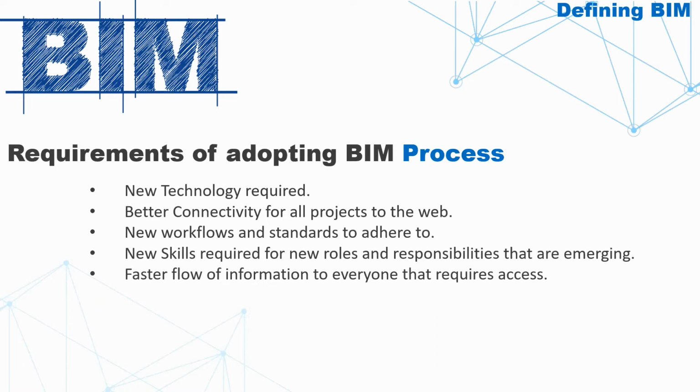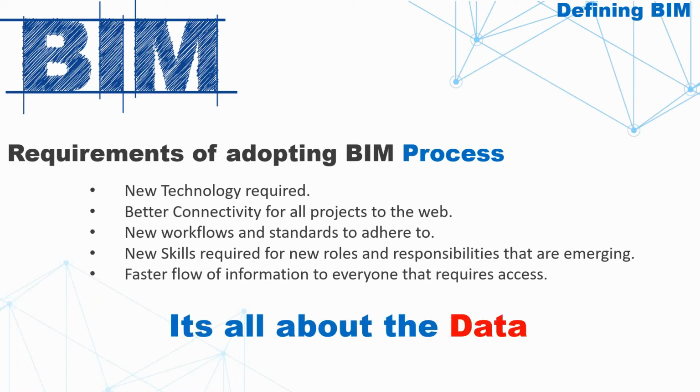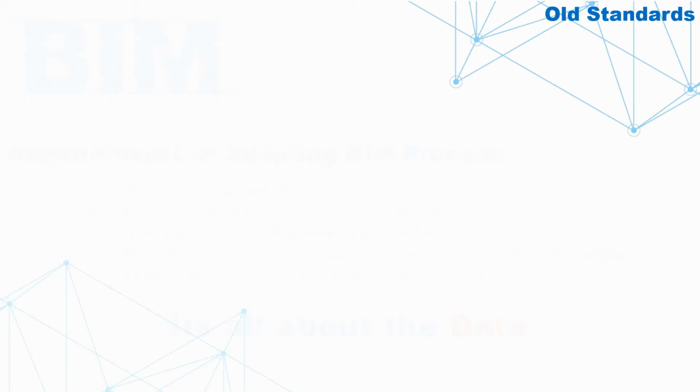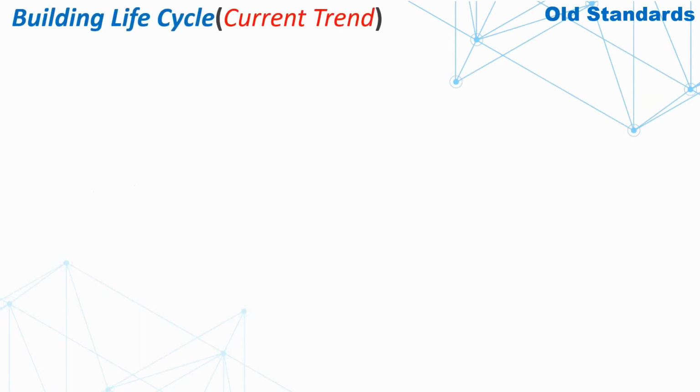So, since we've got the definitions on BIM, keep this in mind. When it comes to BIM, it's all about the data. The data is the most important aspect of any BIM project, no matter how small or large scale the data item is. So let's talk about the old standards of our work, the building life cycle, the current trend that we see. Take a look at this bubble.